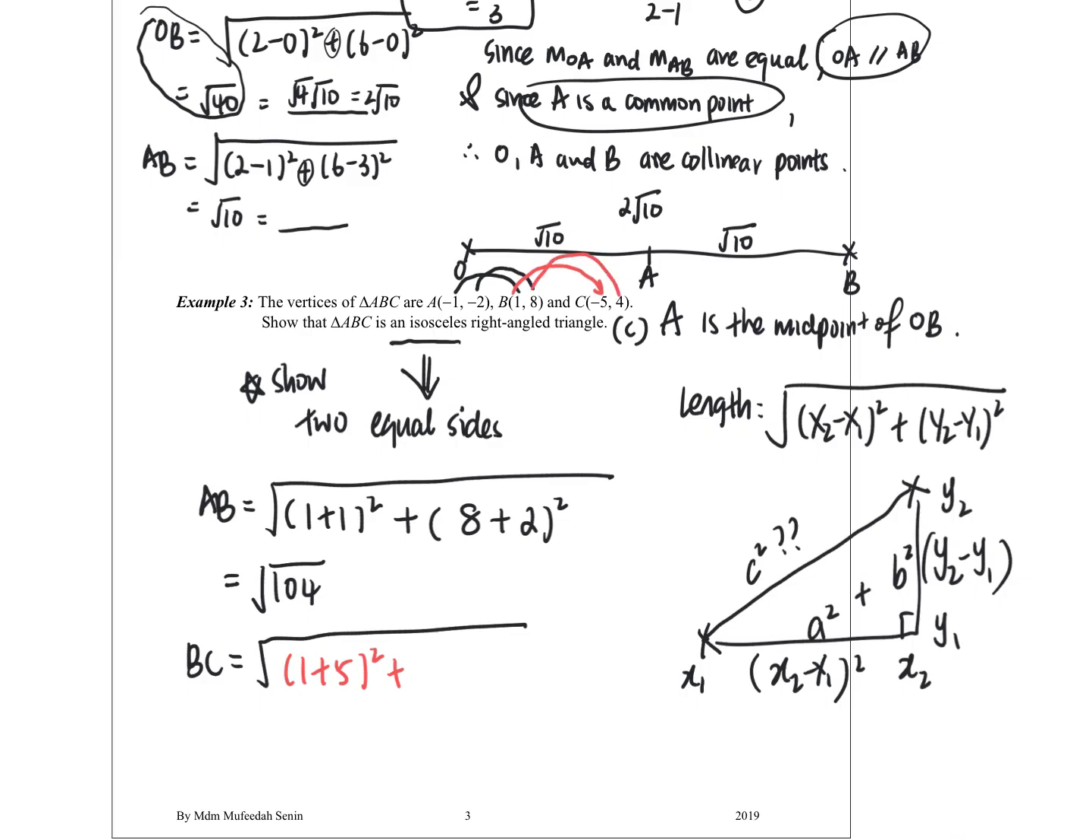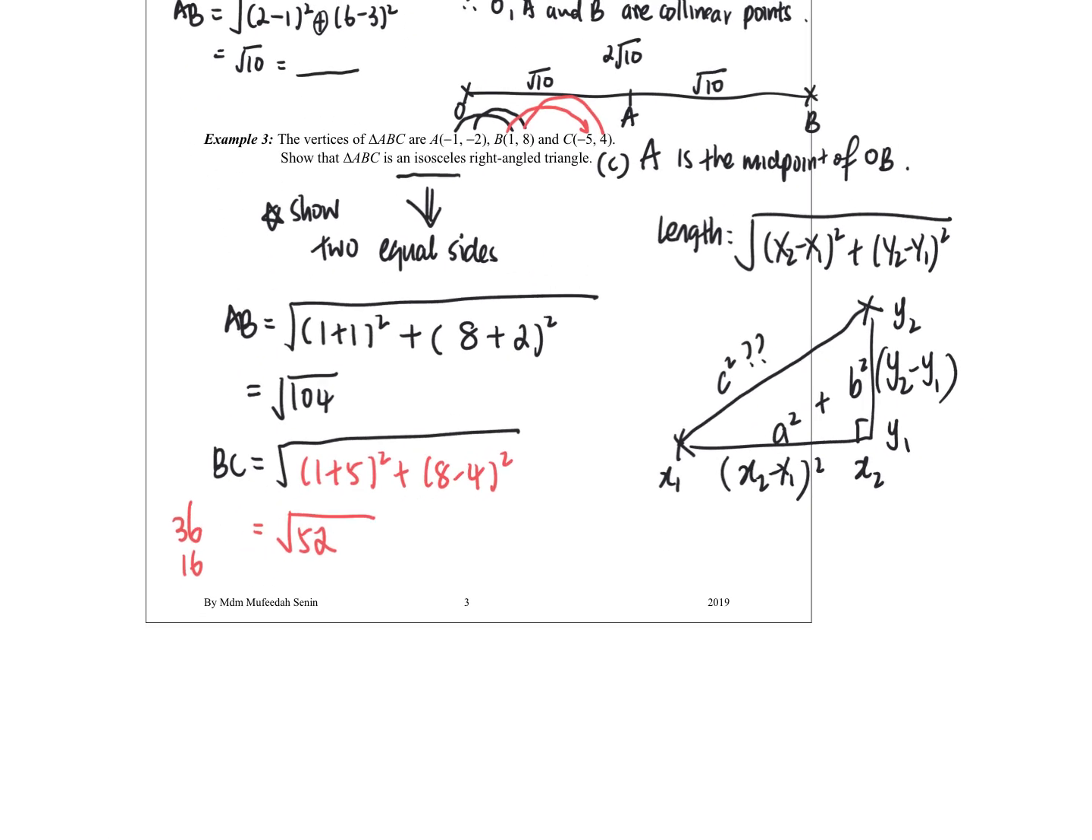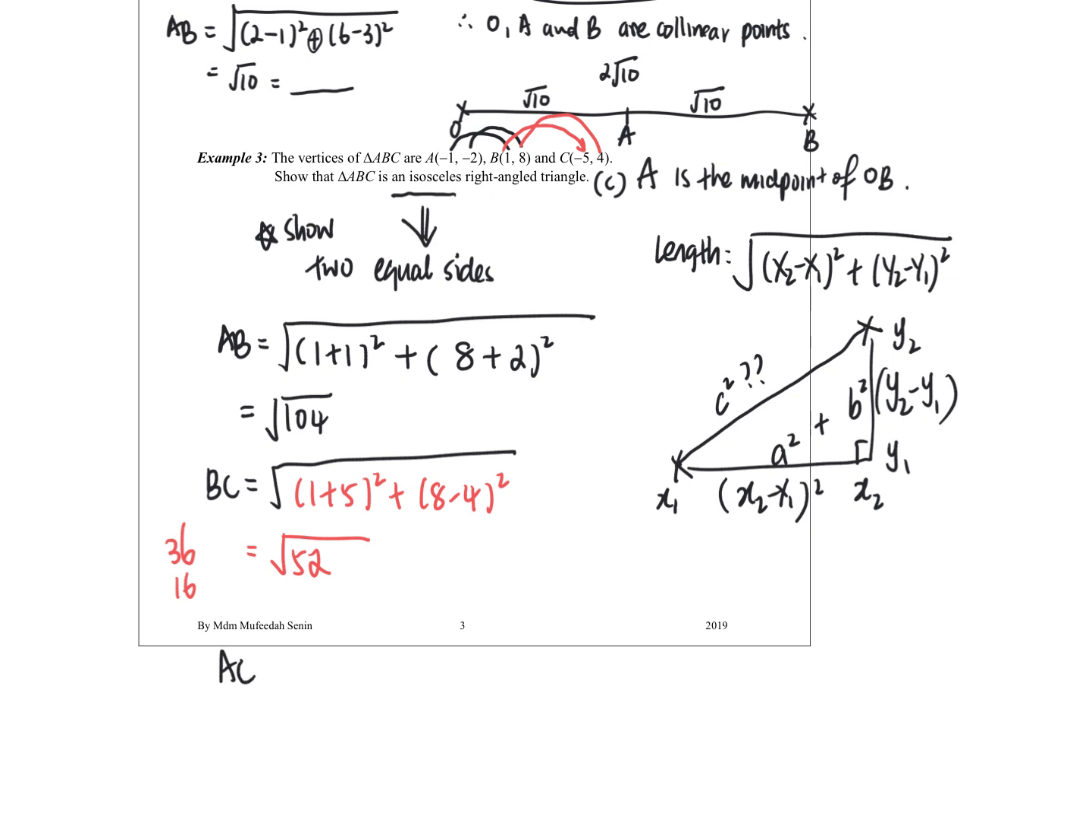Okay, and then 8 minus 4 square. So this is 6 square, 36. So it's 52. Okay, next one is finding AC.